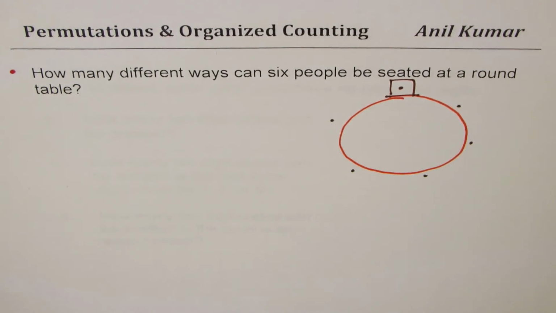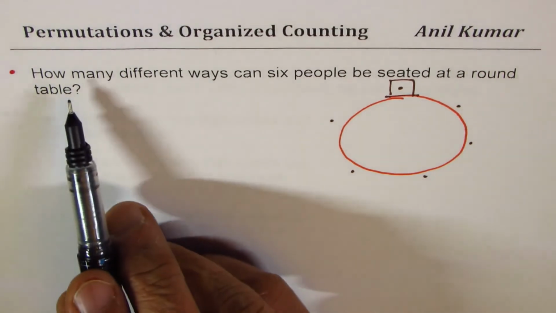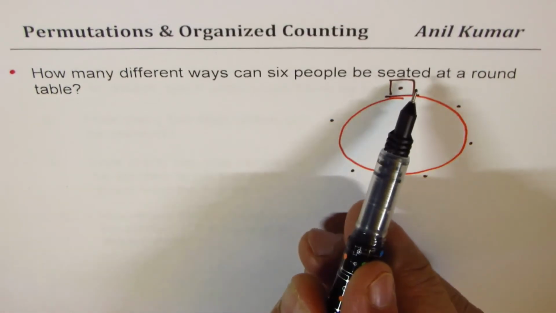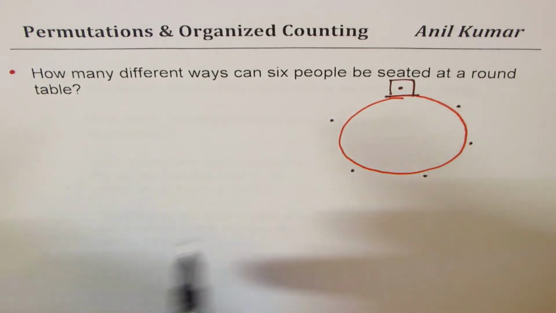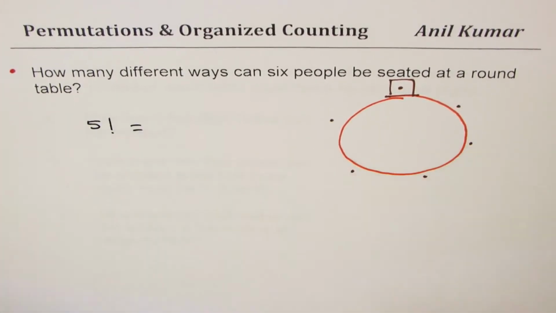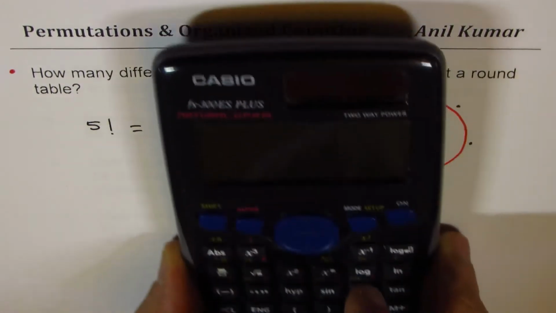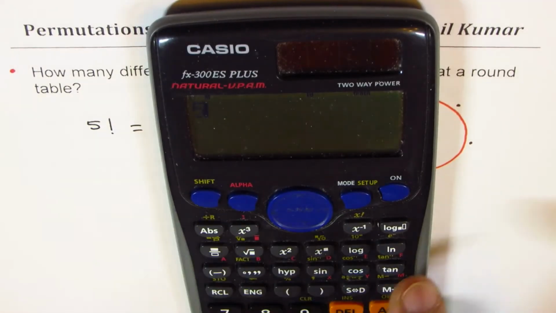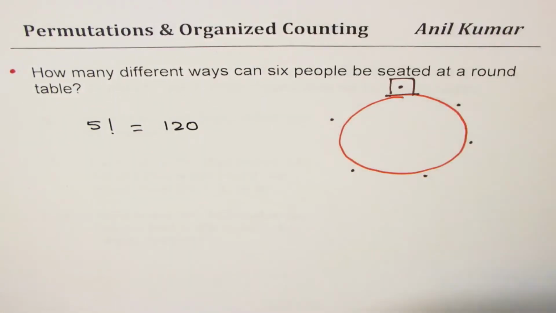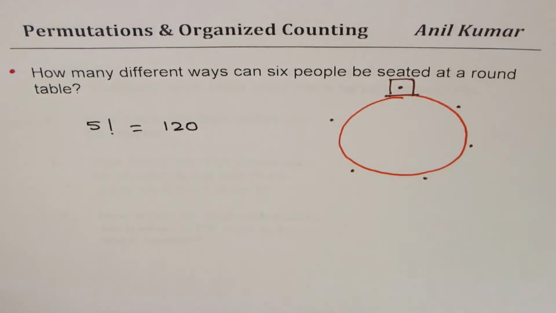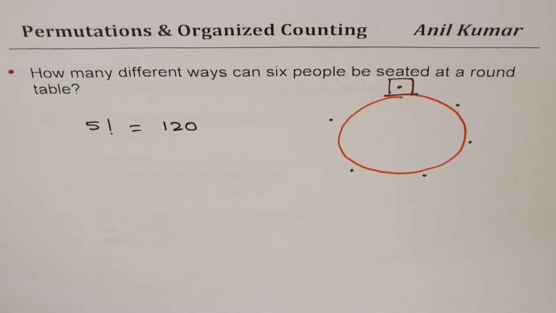Is that okay? And therefore, in this case, how many different ways can 6 people be seated at a round table? 1 is fixed. So 5 are left to move around. So 5 factorial is the answer, which equals 120. So there are 120 ways in which 6 people can be seated at a round table. So whenever you're working with a round table, fix a person and then find all different ways.